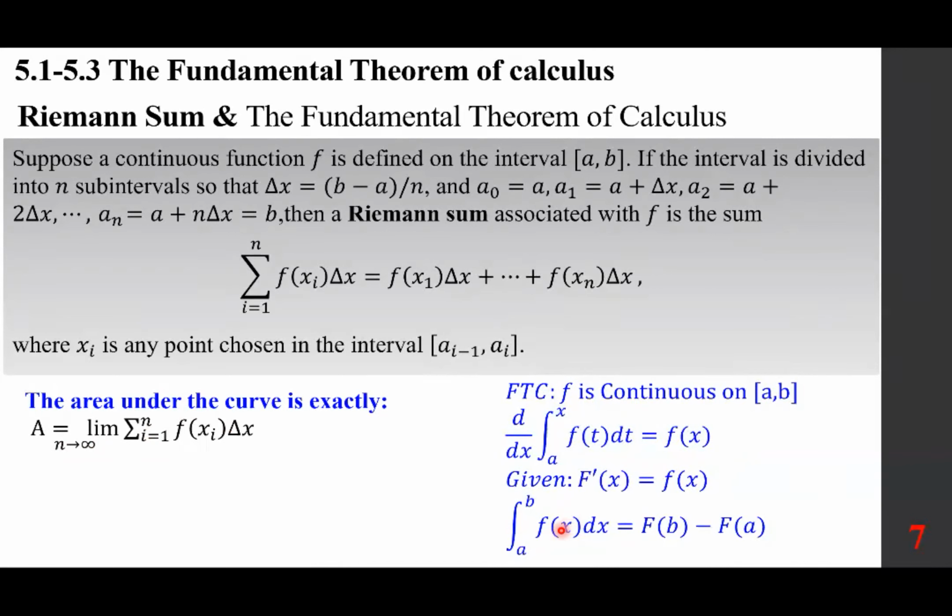This is called a definite integral because this represents a number. The integral of a to b f of x dx is capital F of b minus capital F of a, and this represents the area under the curve if the function is positive. And it makes this a lot easier when we use FTC. So again, what does this represent? This represents area under the curve as long as f is a positive function.